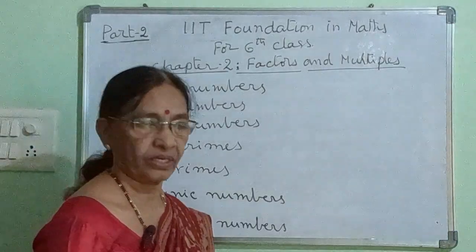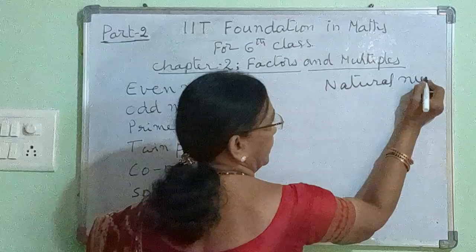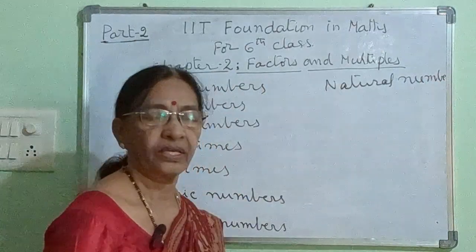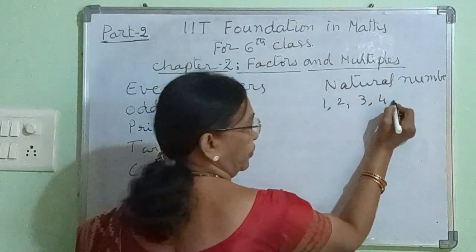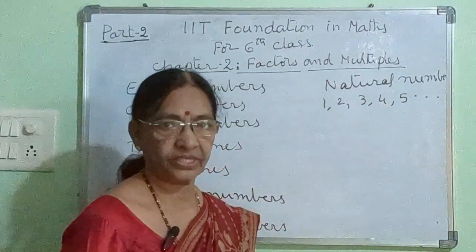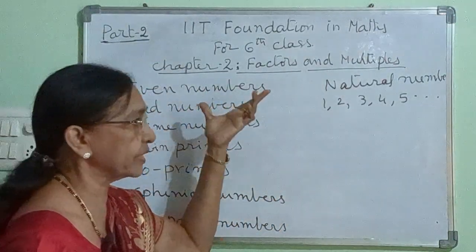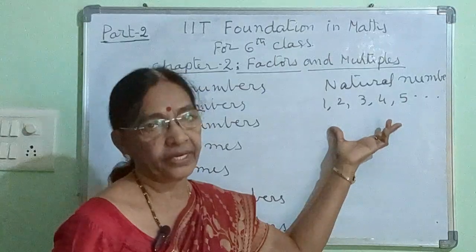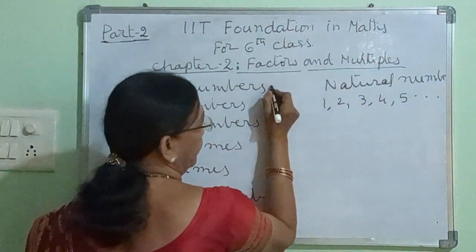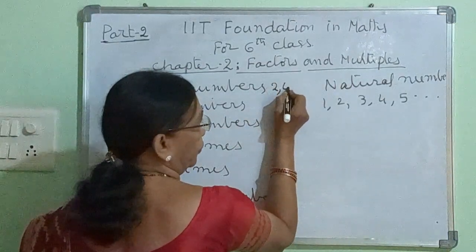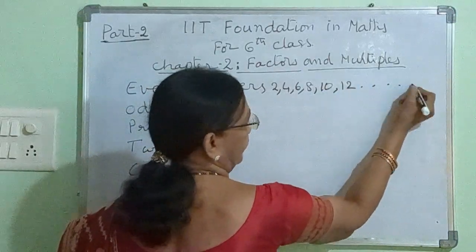So all these come from natural numbers. Natural numbers are the counting numbers. They are 1, 2, 3, 4, 5, etc. So these are called the natural numbers. So an even number is a natural number which is exactly divisible by 2. For example, even numbers are 2, 4, 6, 8, 10, 12, etc.